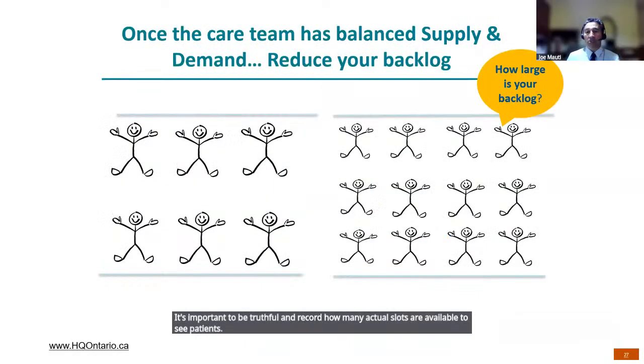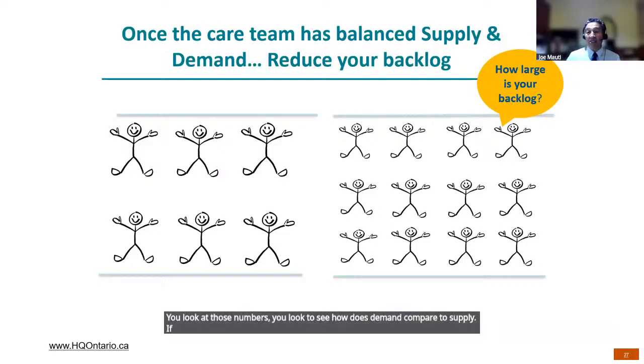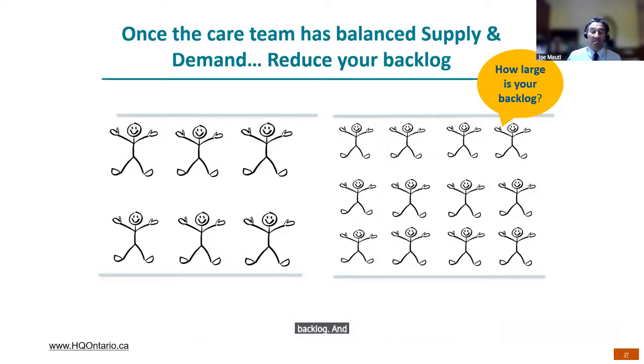You look at those numbers. You look to see how demand compares to supply. If it's balanced, what I mean by that is you have enough supply to meet the demand, but people still wait to get an appointment, then you have a problem with backlog. And your job is a little easier. You have to try and eliminate that backlog.